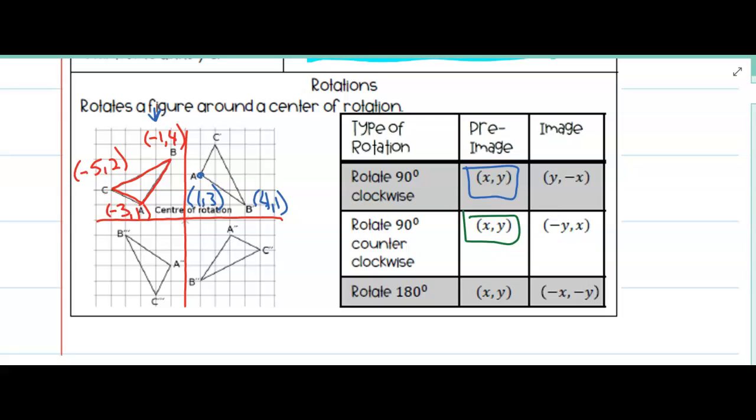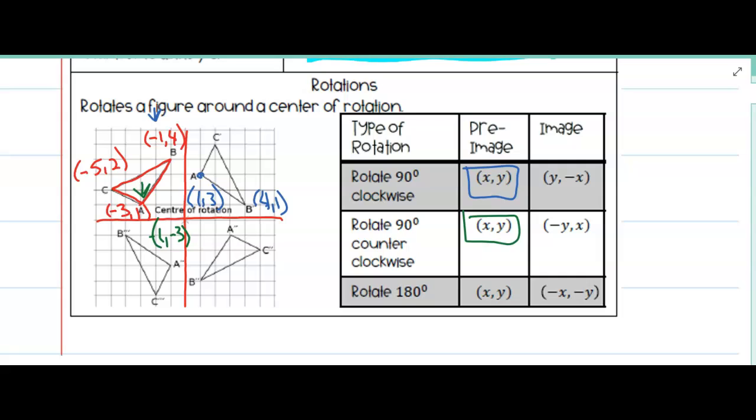So if we were to move point A, we would flip the sign of the y coordinate, so the 1 would become a -1, and then you flip the x and the y, so you would get -1 comma -3. Notice that's where A prime is. And we could do the same thing with the other points. For time's sake, we won't.